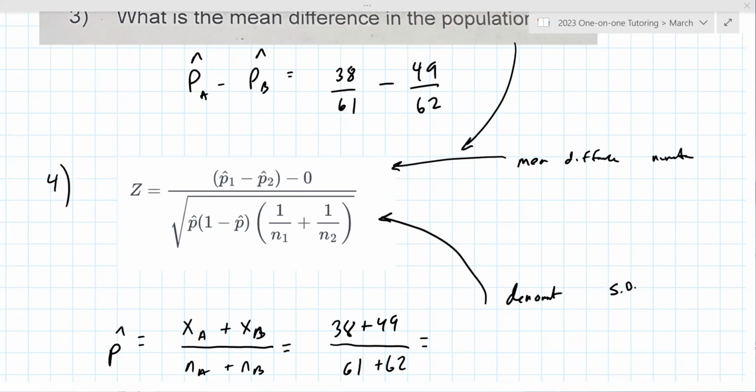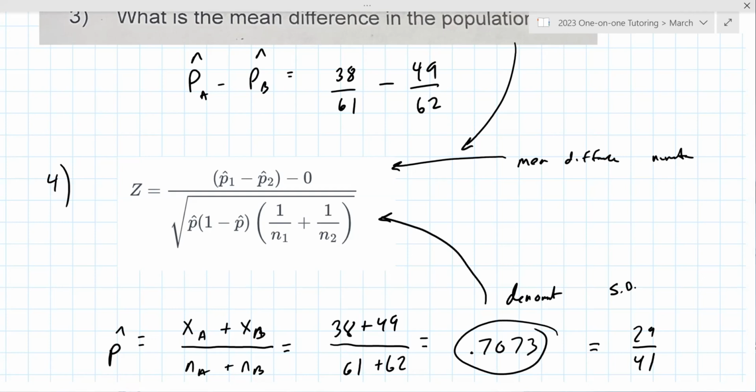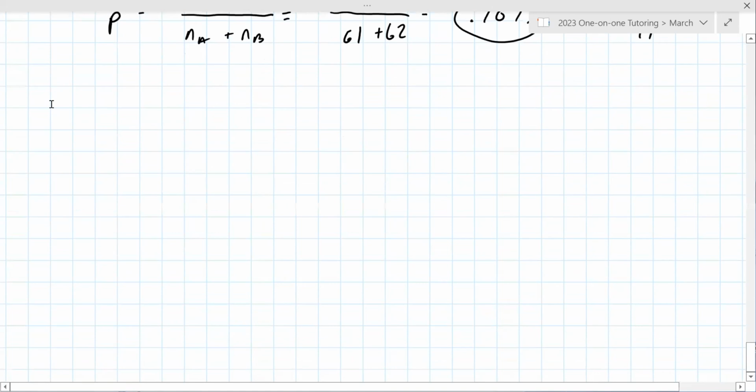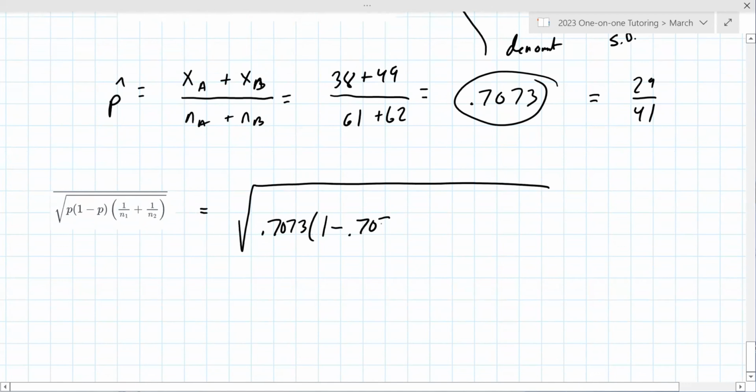All right. So I get 0.7073. It also actually reduces nicely to 29 over 41. So we're gonna use the formula in the denominator, and let me just snip that part in. I don't think the calculator will just calculate the bottom. That's why we're doing this. It's going to calculate the whole thing. So this is the square root of 0.7073, 1 minus 0.7073, 1 over 61 plus 1 over 62.